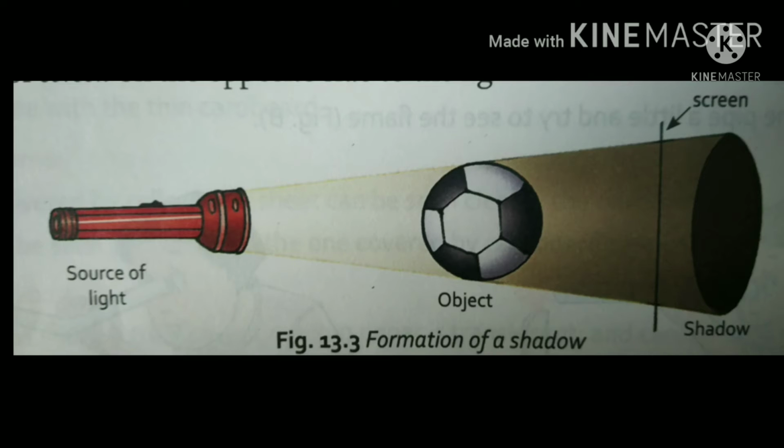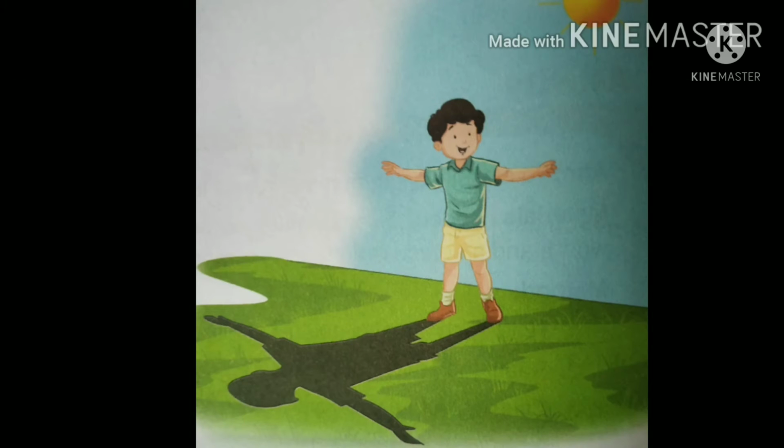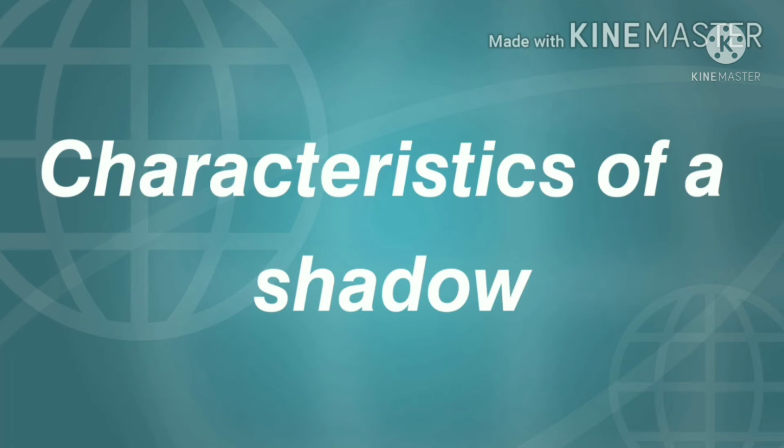Another picture you see here. Yeah, here natural sunlight is the source. Then the boy is the opaque object. And for the shadow, which one is the surface? Yeah, the land, isn't it? The surface of the earth is the screen here. So three main things we need. Okay, are you clear, students? Next, we are going to see the characteristics of a shadow.